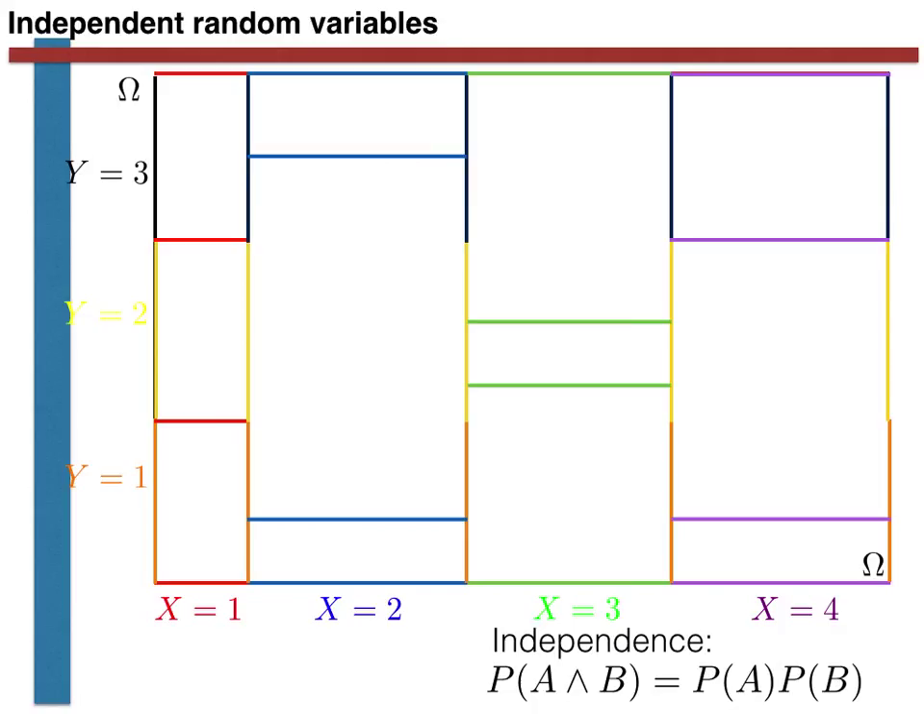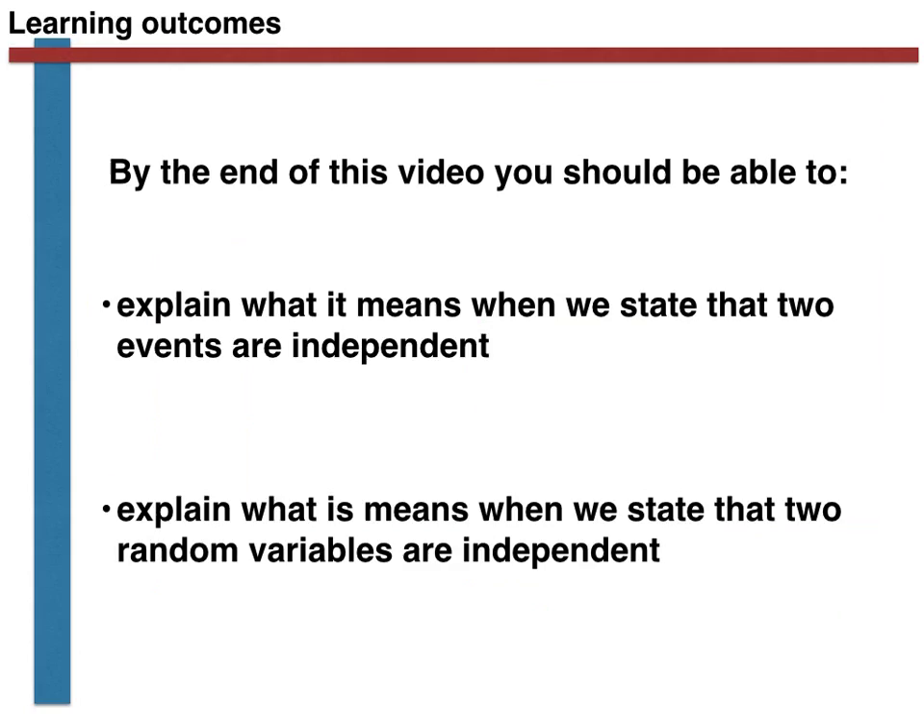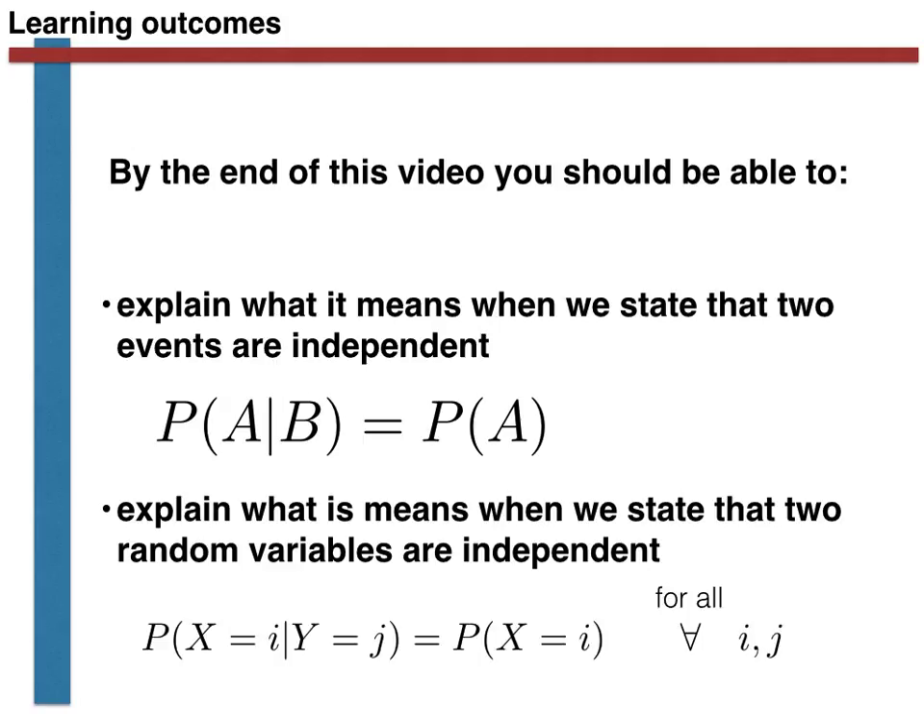Anyway, I hope this picture has made it a little clearer what we mean by independent events and independent random variables, and that you now understand the distinction between events that are mutually exclusive and events that are independent. To summarize, two events A and B are independent if the conditional probability of A, given that B has already happened, is equal to the probability of A. In other words, two events A and B are independent if B's happening does not affect the probability that A will happen.